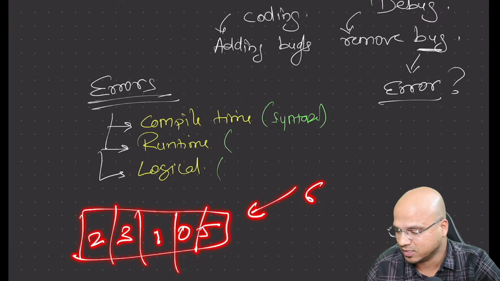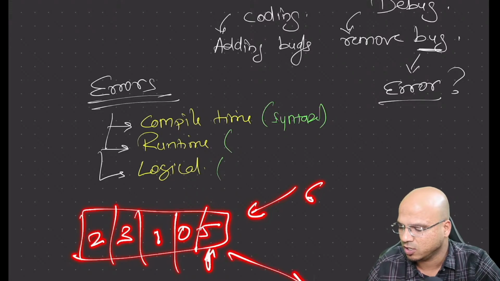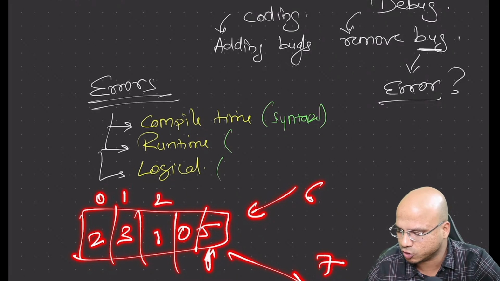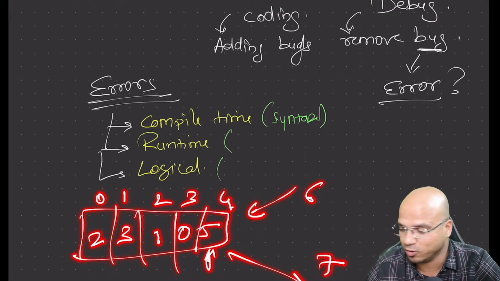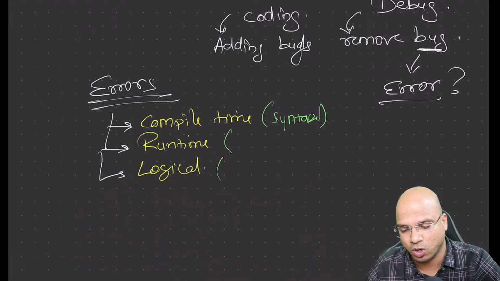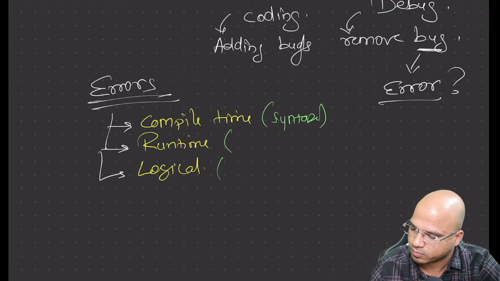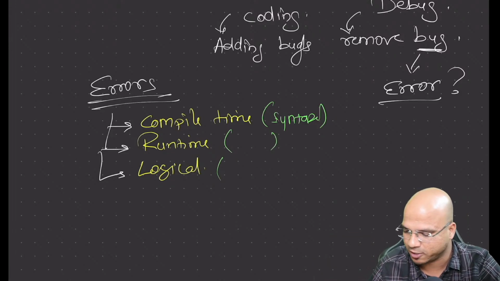In this case, it will not work first of all. But what if you have an array of only 5 and you're trying to fetch the 7th element? We don't have a 7th element. This is the 0th element, 1, 2, 3, 4. We only have values till the 4th element. Now you're trying to fetch from the 7th element. This is also an issue, right? So this will give you an error. Runtime error is normally caused by users or user mistakes.